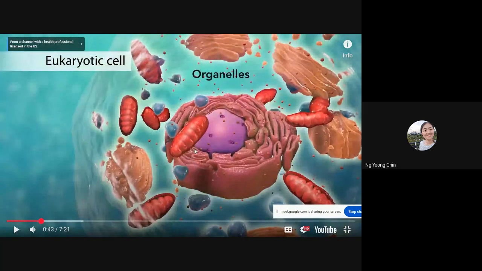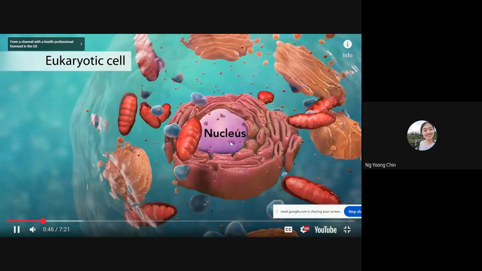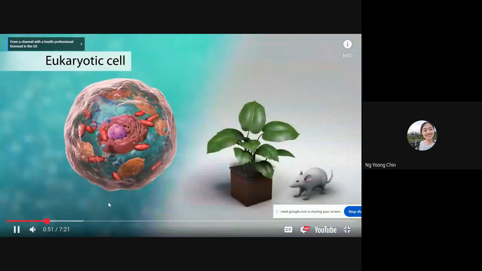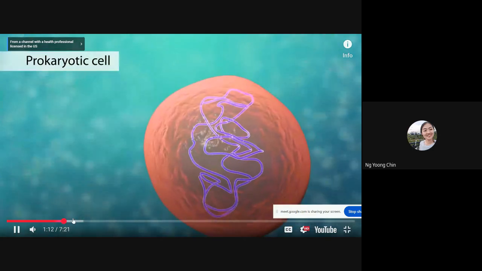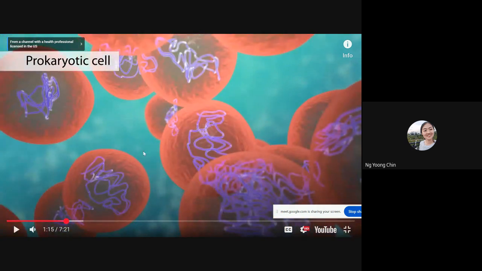You can see those are what we call organelles. See, the nucleus. Eukaryotic cells compared with prokaryotic cells, eukaryotic is much larger than prokaryotic. Prokaryotic is smaller, but the virus is much smaller than the prokaryotic cell. Inside the prokaryotic cell, they have naked genetic material, a naked chromosome or chromatin.